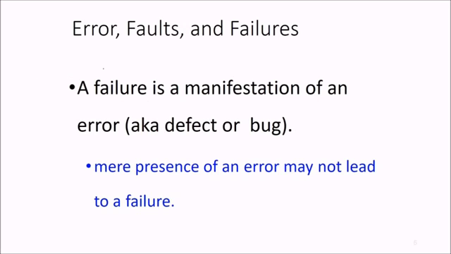Let us see the distinction between error, fault and failure. A failure is a manifestation of an error. We also know an error as a defect or bug, which is why we say de-error, de-defect, and in good word, debug. A failure is the manifestation of an error, and just the presence of an error does not say that the software is going to fail, but there is an error.